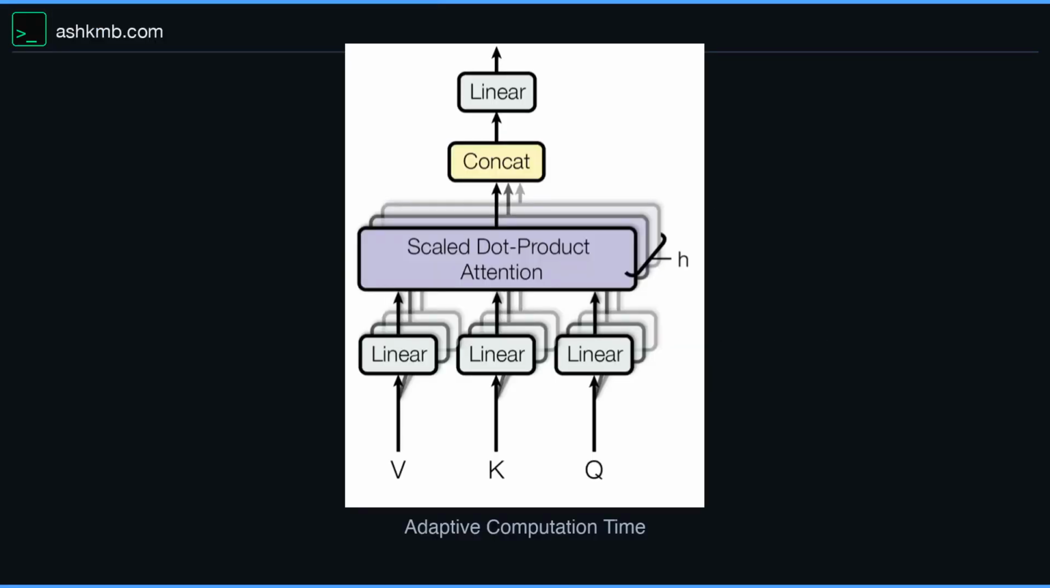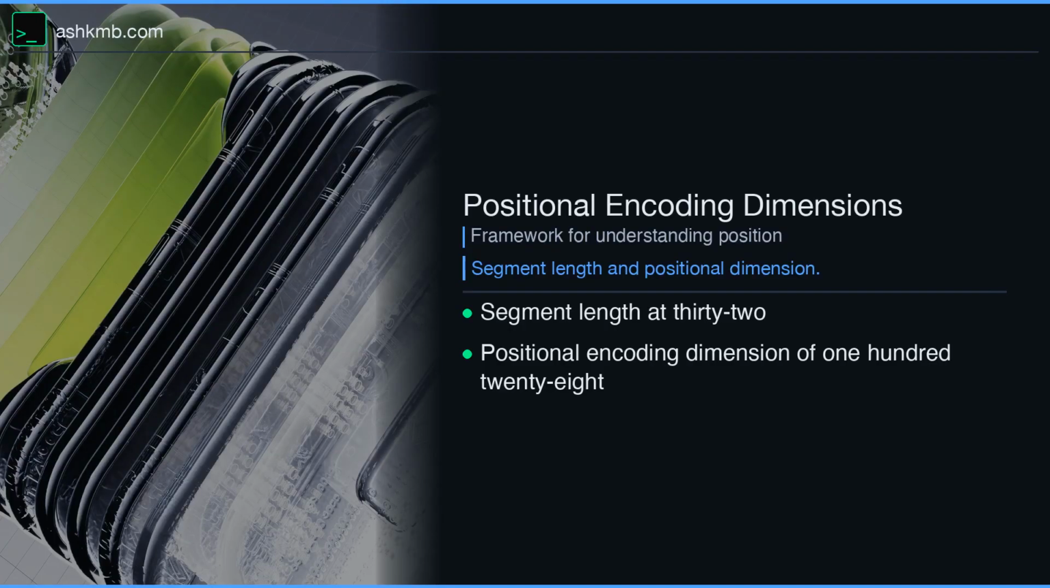Adaptive computation time enables dynamic computation in recurrent neural networks. This mechanism allows the model to adjust the number of computational steps based on the input, improving efficiency and speed. In transformers, the segment length is 32 in sinusoidal positional encoding. Additionally, the positional encoding dimension is 128, which plays a crucial role in the model's understanding of sequence order.